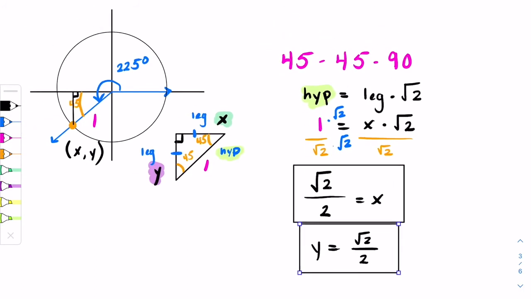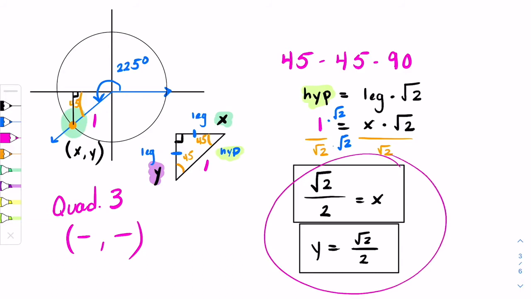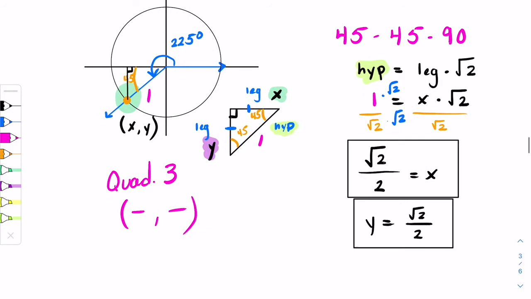Now, before I can write my ordered pair, this point is in quadrant 3. If it's in quadrant 3, that means you have a negative x and a negative y coordinate. Your answers are always going to come out positive, but you have to make sure you apply the correct signs. So when I write this point, I need to write my x coordinate as negative square root of 2 over 2, and negative square root of 2 over 2 for my y coordinate.